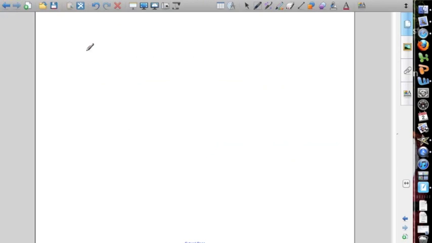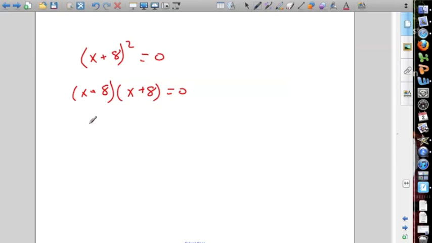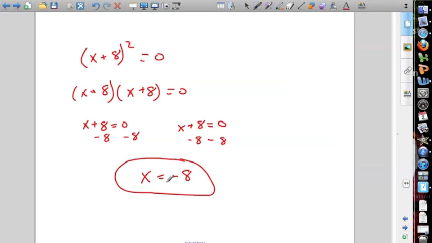Now another type of problem that we could look at is what happens when we have something squared. Like x plus 8 squared equals 0. Well, that technically means x plus 8 times x plus 8, and that has to equal 0. That means that either x plus 8 equals 0 or x plus 8 equals 0. You'll notice you have the exact same equations here. So I'm going to subtract 8 from both, and I get x equals negative 8 for both of them. So that's my solution. There's just one solution on this particular one.